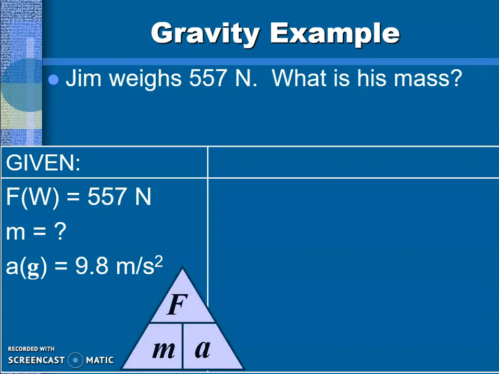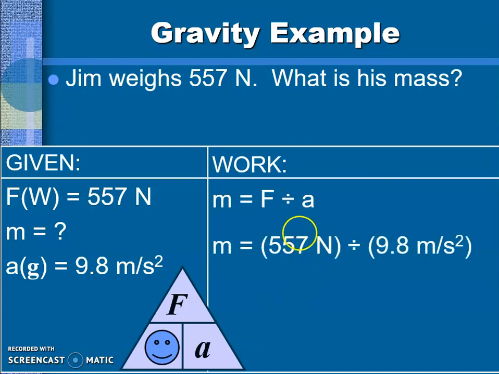Okay? All right, take a look at my triangle. Force equals mass times acceleration. We can replace that F with the W and that a with a g to get our W equals mg equation. My mass is my unknown, so let's go ahead and cover that one up. So I need to do my force, or my weight, divided by my acceleration, which is due to gravity in this problem. Okay, so just plug in those numbers. I need to do 557 divided by 9.8. And so 56.8 kilograms.